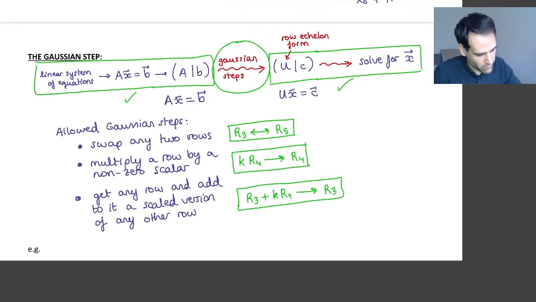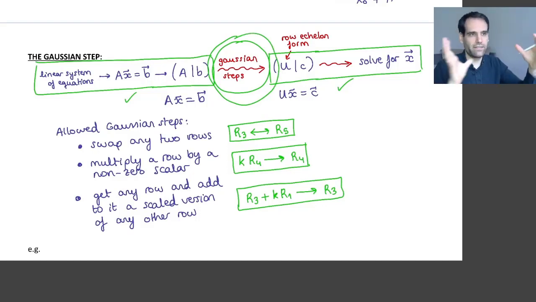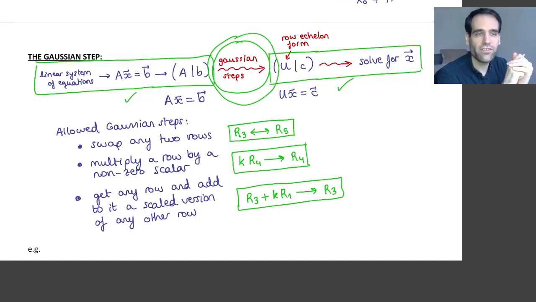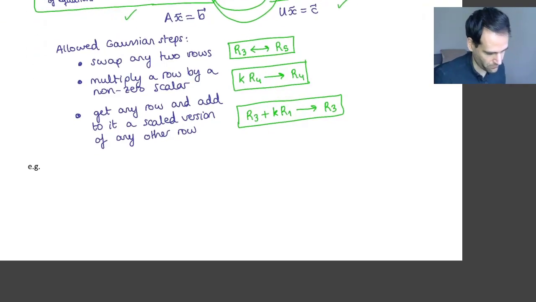Our aim in this middle section, which is the biggest part of Gaussian elimination, is to use these steps wisely in order to reduce the original system into row echelon form. So let's look at an example of how to do it.